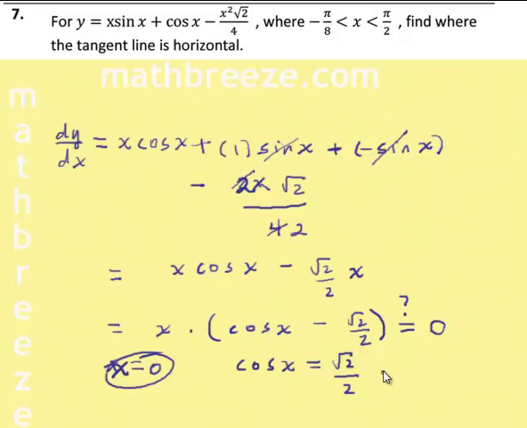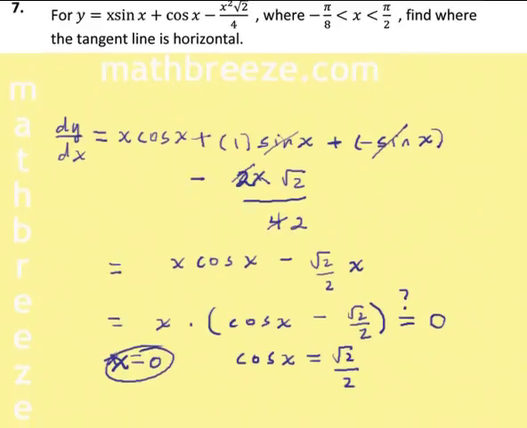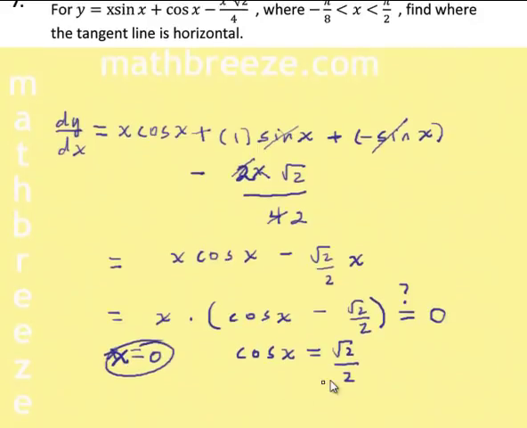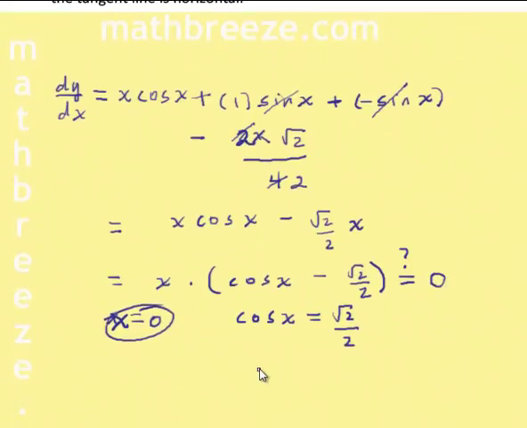Now cosine x is equal to square root 2 over 2 for x equal to 45 degrees in the first quadrant. So that would be pi over 4 is 45 degrees. And here we're only talking about x values between minus pi over 8 and pi over 2. So that would be the only value in that range for which cosine is equal to square root 2 over 2. So we have x is equal to pi over 4. So those are two places where the tangent line is horizontal.